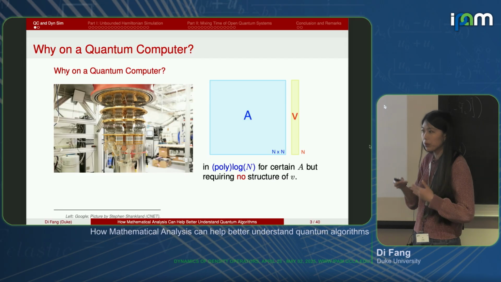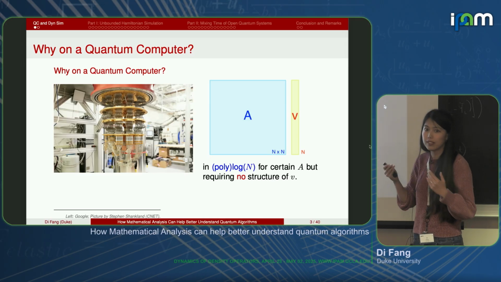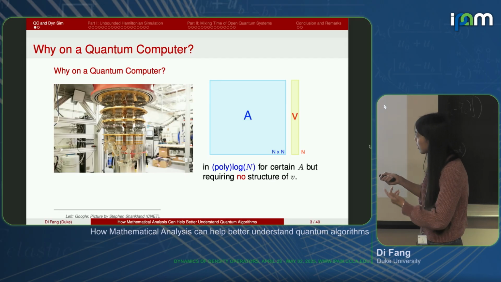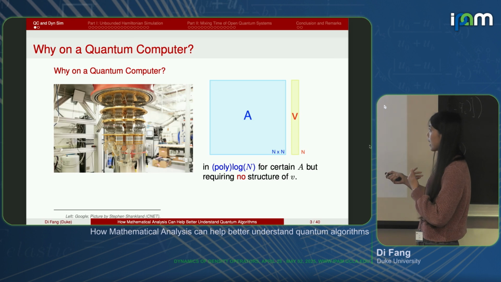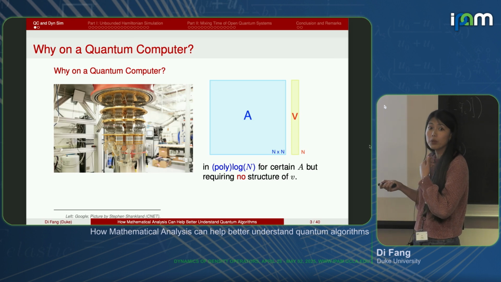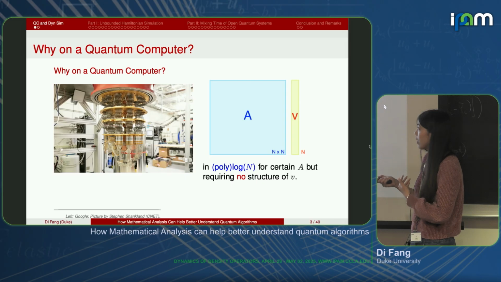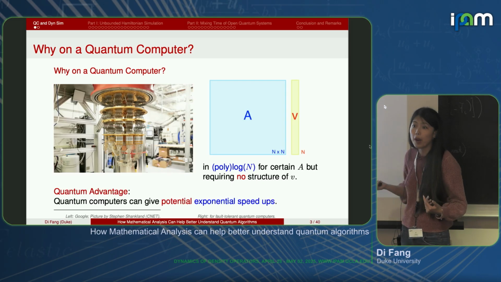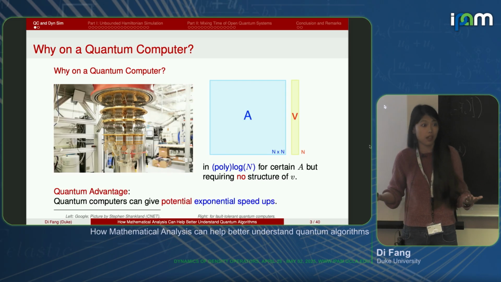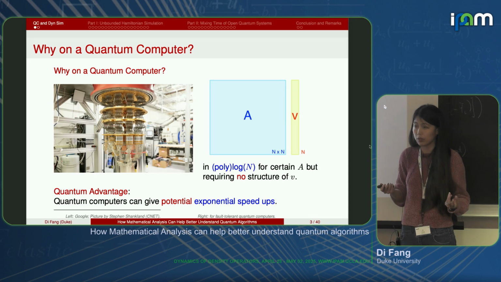It's not giving you linear in n, quadratic in n, things like that. There is a potential. It's not always the case, but there is a potential we can get away with only log n, polylog n, where this is the potential exponential power. That's why people are all excited about this field of quantum computing in general.